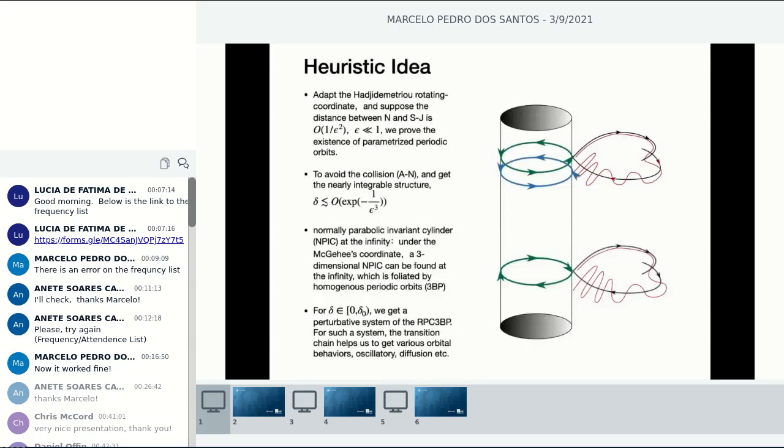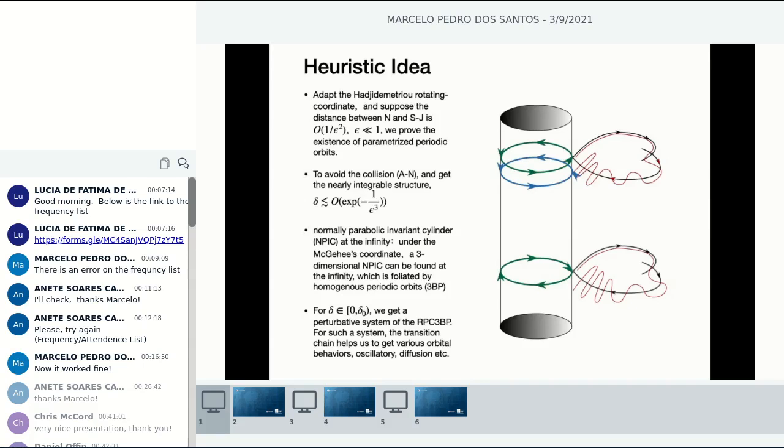The first step, we need to adopt a sort of Poincaré-type geometric rotating coordinate, and we suppose the distance between Neptune and the Sun and Jupiter is of the order 1 over epsilon squared, and let epsilon be sufficiently small. We prove the existence of a parameterized periodic orbit.